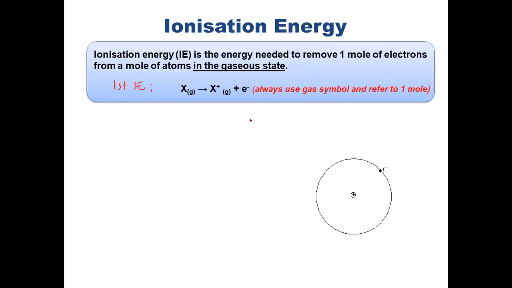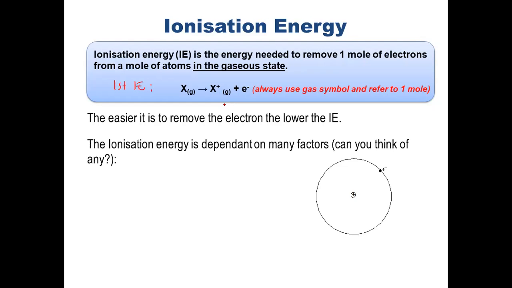So a few exam tips. When you're asked to define ionization energy, you need to give this definition and don't forget the gaseous state bit. If you're asked, for example, to write an equation for the first ionization energy of sodium, you need to make sure to remember these gas symbols. So the easier it is to remove the electron, the lower the ionization energy, right? Does that make sense? Because ionization energy is the amount of energy we need to put in to remove the electron. The less energy we need to put in, the easier it is to remove the electron.